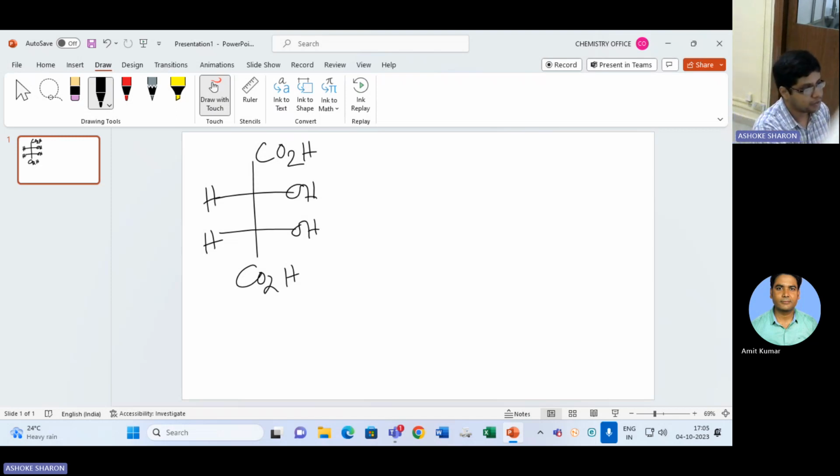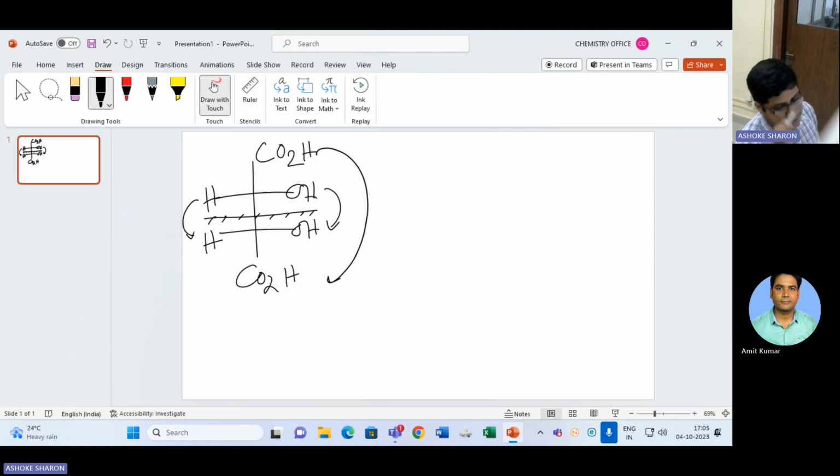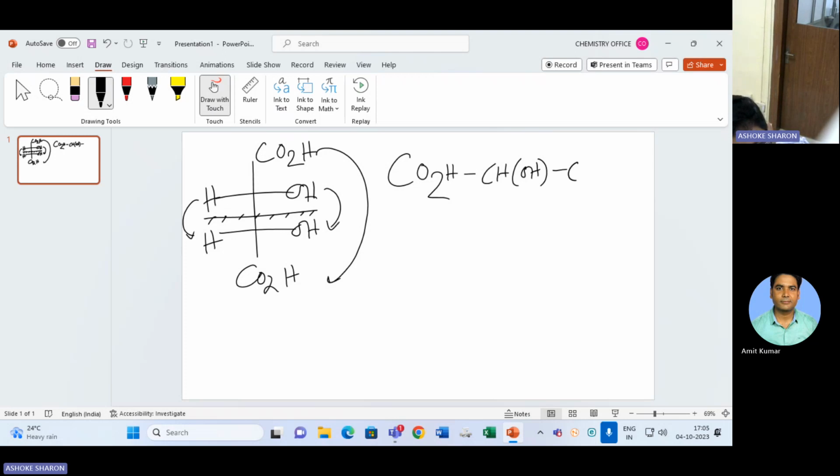Meso compound is very simple because if this molecule has a mirror image relationship of one half of the molecule to the other section, because if you put a mirror here, this one will be the mirror image of this one. Okay, so if I write such kind of molecule this way, CO2H, CHOH, CHOH, and CO2H. So this molecule has two chiral centers. These are the two chiral centers of the molecule.